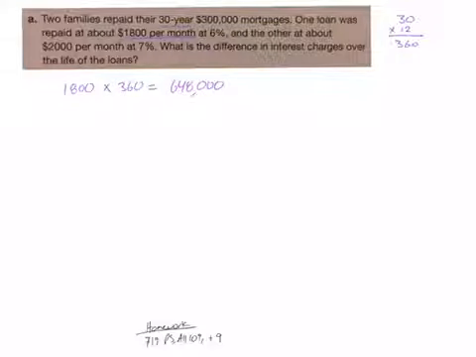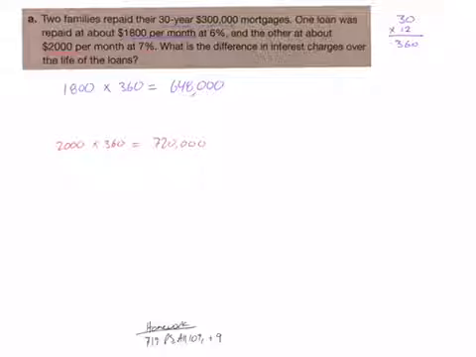So I need to multiply this by 360, and you get $648,000. So notice they've paid more than double, right? Because they start off with 300,000. Now the second family paid $2,000 per month. So multiply 2,000 times 360, and you end up with 720,000. So because this family I'm doing in red had a higher interest rate, they had a higher payment, and they ended up paying more for the house.